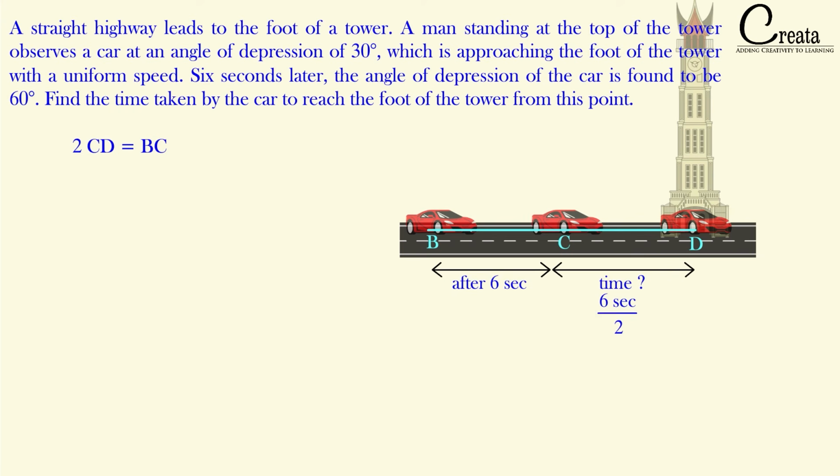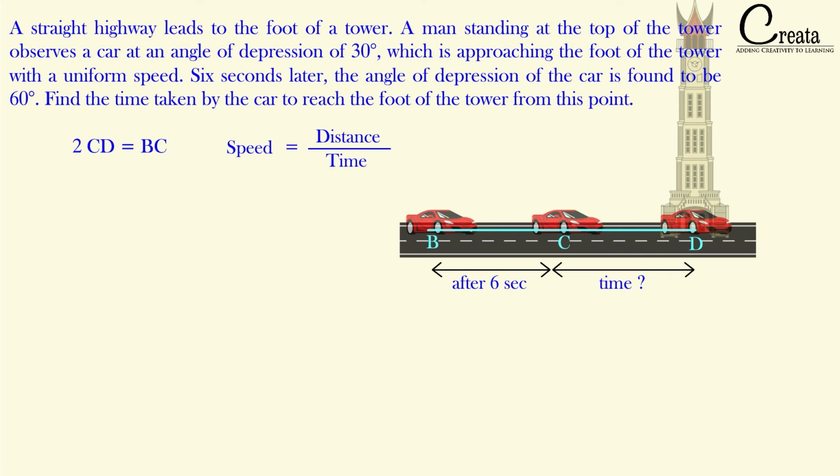It will take half of the time. Got it? CD is half of BC. If the car is taking 6 seconds to reach from B to C, it will take half of that time to reach from C to D. That will be 3 seconds. 6 by 2, that is 3 seconds. But here we will not go by logic. We will apply some mathematical formula.